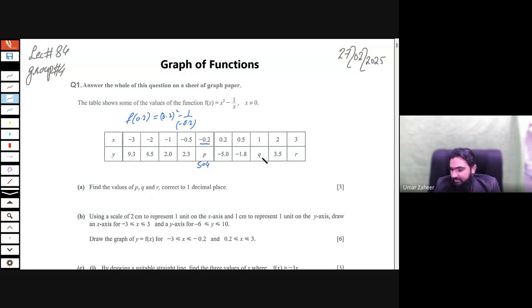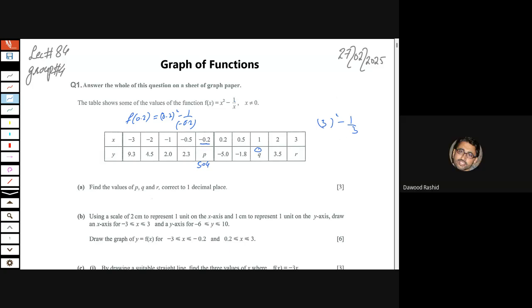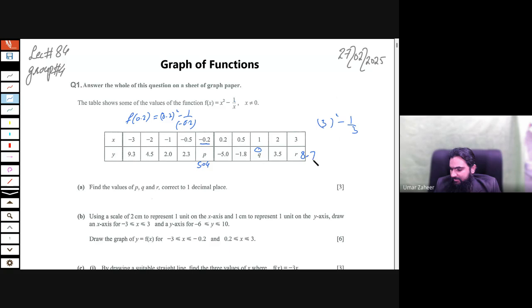All right, now for the next one, you have to substitute 1. So 1 minus 1 is 0, that's easy. For the next value, we have to substitute 3. So (3 squared minus 1) by 3, that will be 9 minus 1, 8 divided by 3, which is 2.67. He says up to one decimal place, so you have to round off: it is 2.7.